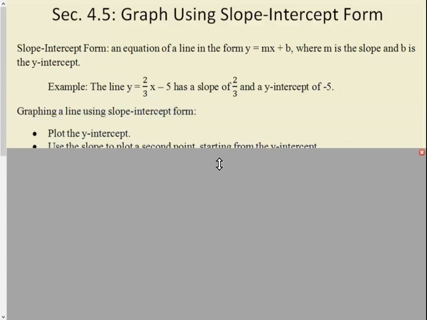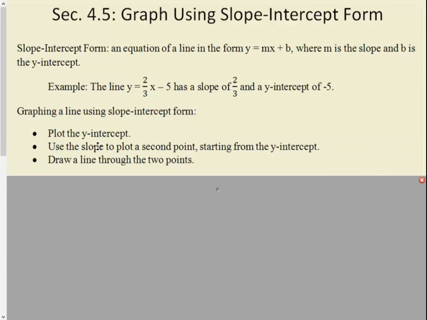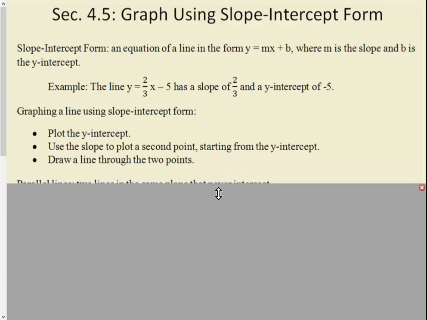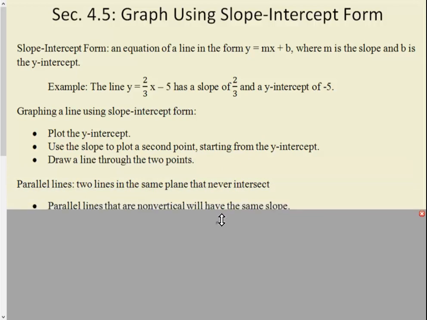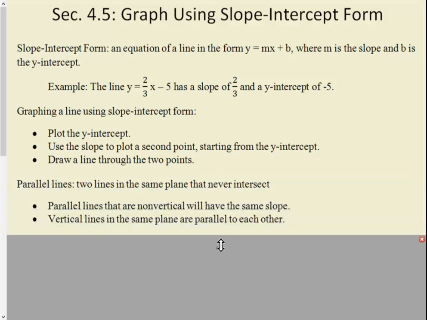And to graph a line using slope-intercept form, first of all you can plot the y-intercept, then use the slope to plot a second point. So you'll see an example of this in just a moment. And then that will give you the 2 points that you need. Remember, you only need 2 points to determine a line. So once you have those 2 points, connect them and you have your line.